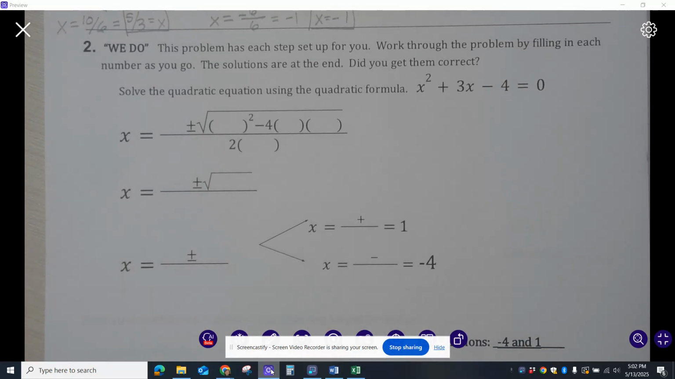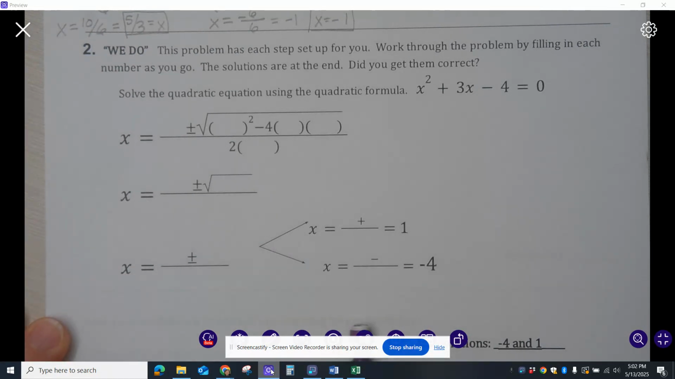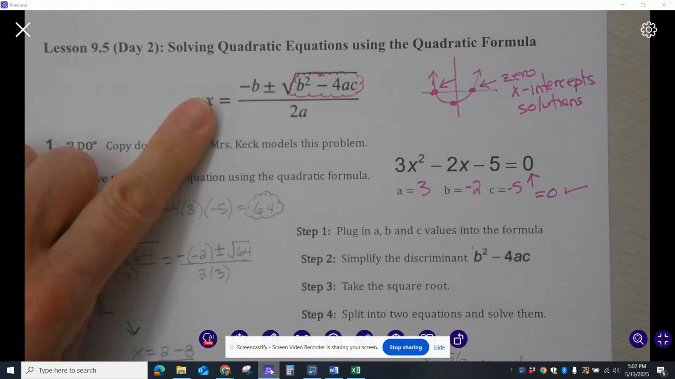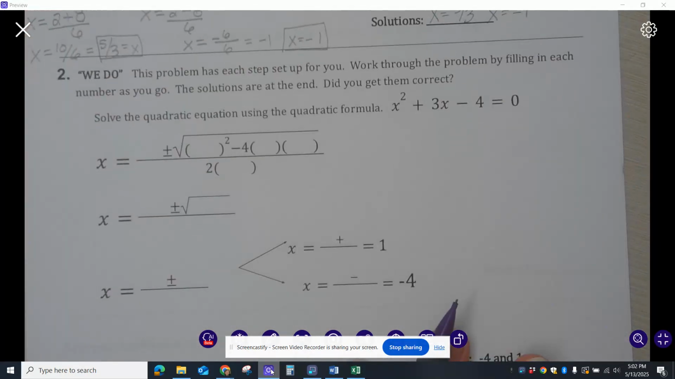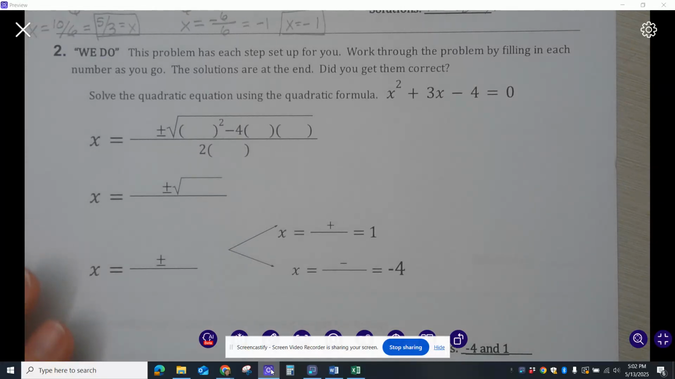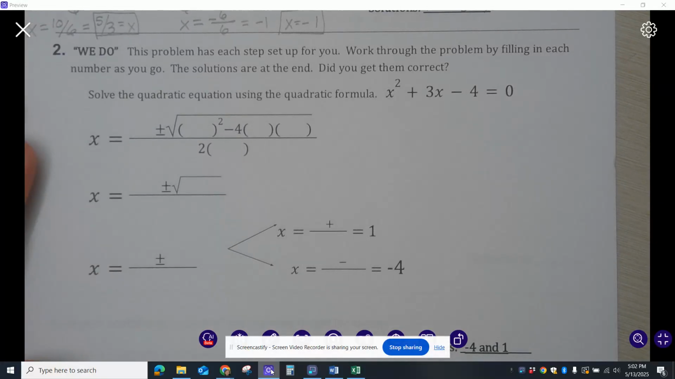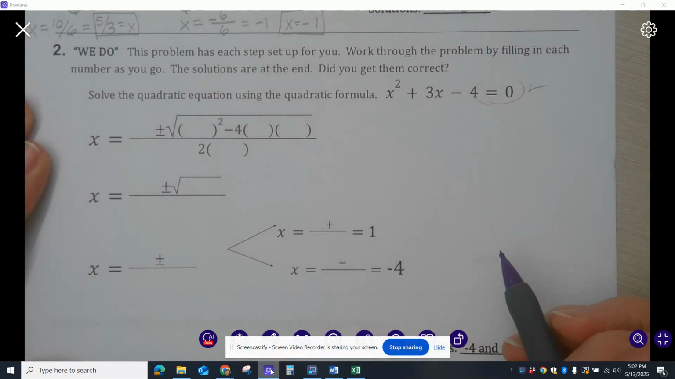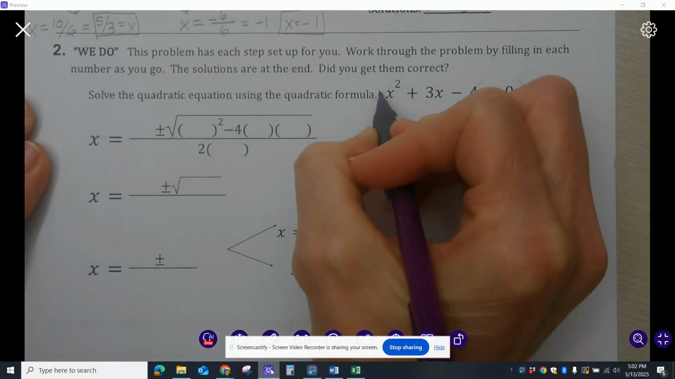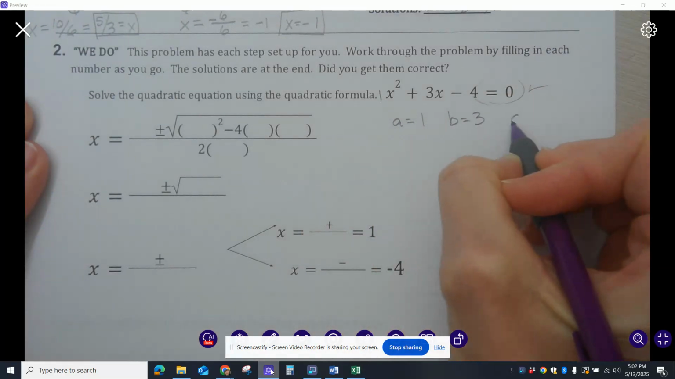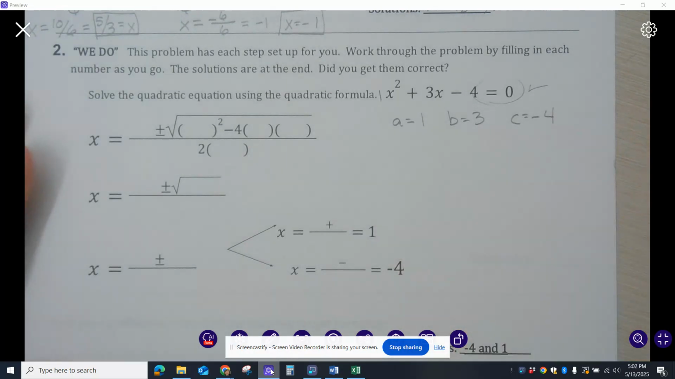Now this says "A we do," so we're going to start it out. Kind of have a nice little template here to fill all our values in. And then you always have this to refer to up there. But our first step is always going to be find your A, B, and C, because that's what we need. So, are we equal to 0? Yes. We need to be equal to 0 if we're finding the zeros. A equals 1, B equals 3, C equals -4.